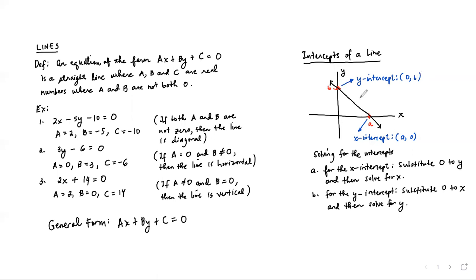Now, if the line hits the x-axis, then the point of intersection would be the x-intercept, and its coordinates are (a, 0), in which the x-intercept is equal to a. So to solve for the intercepts of a line given its equation, we substitute 0 for y and then solve for x to get the x-intercept. And then we substitute 0 for x and solve for y when we're solving for the y-intercept.